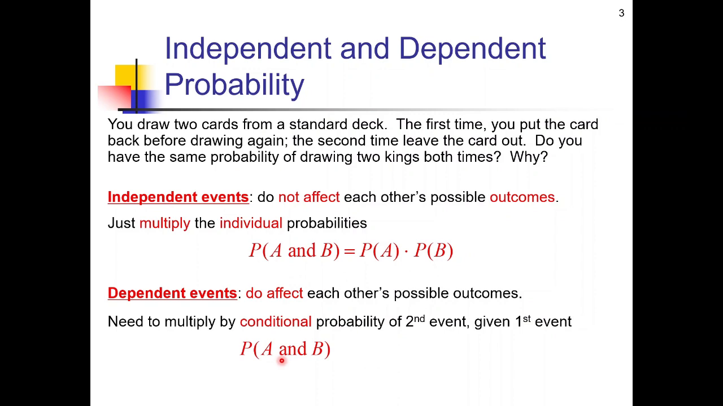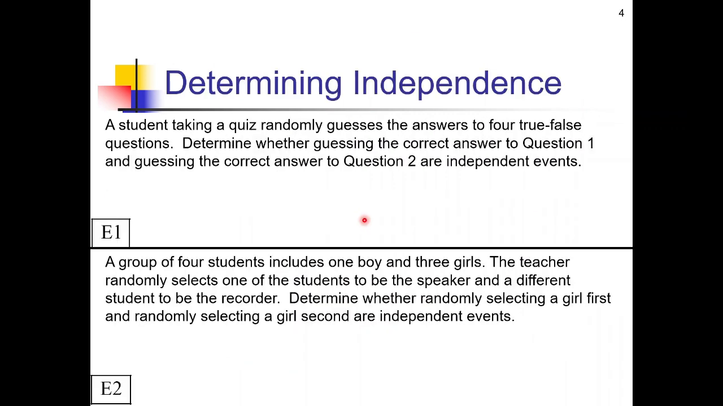Now we have P of A and B equals, still we have that probability of the first event, but now we need to multiply by P of B given that A has already happened. So this is a little bit of an adjustment we're going to have to make when we find a dependent situation. Since, as you probably noticed, we have two different formulas, one for independent, one for dependent probability, it's kind of important to know which situation you're dealing with when you tackle a problem.